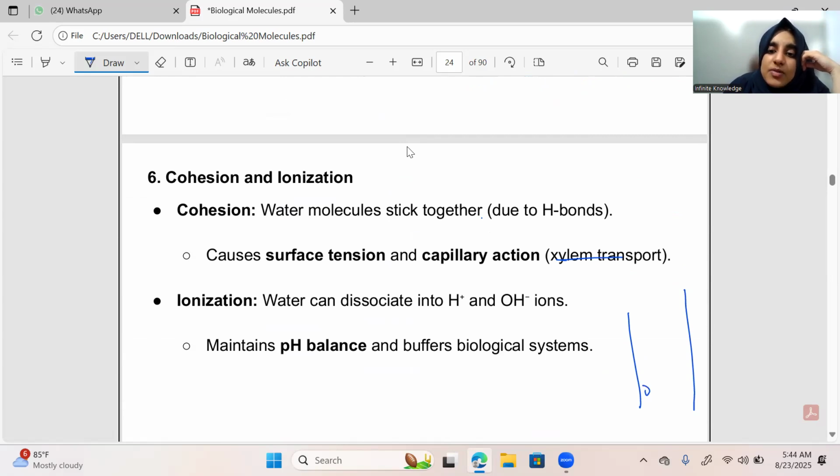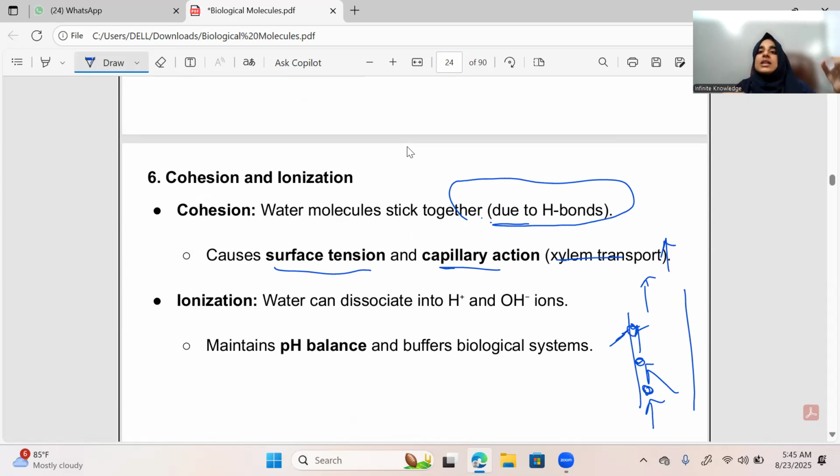Okay, what happens over here? These water molecules are sticking over here. They help to push other water molecules from the root up to the stem. So it basically acts as a support transport, and this is capillary action, and it also helps in the surface tension. More about surface tension you're going to study in chemistry, and more about capillary action as well. But for now, just understand that the water molecules stick together due to strong hydrogen bonds.